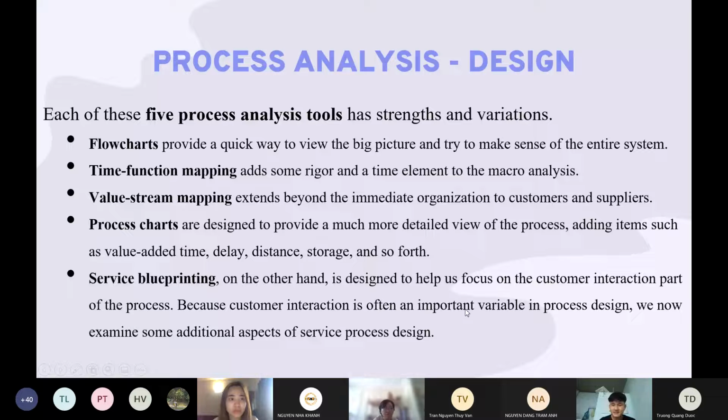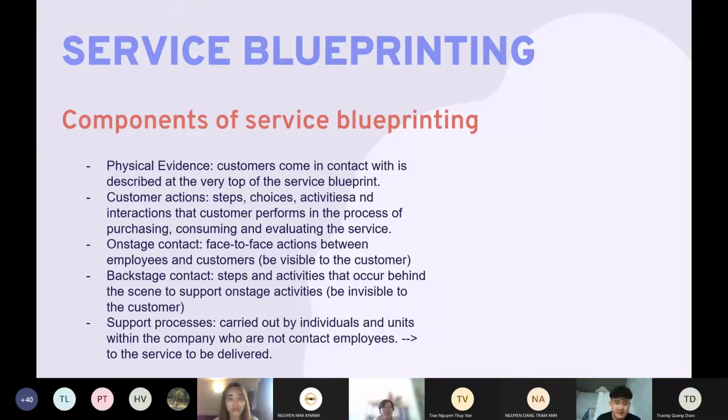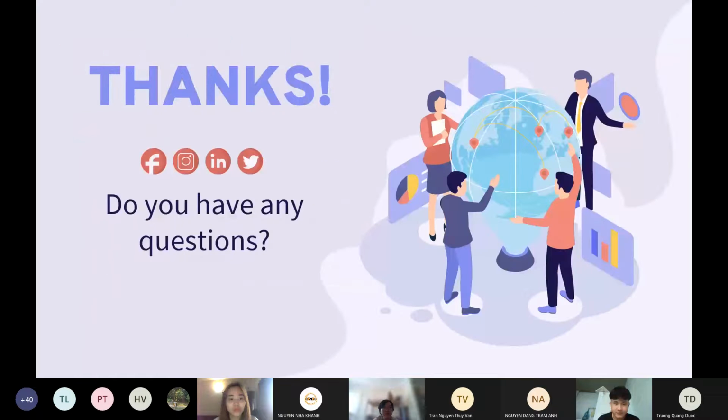And service blueprinting, on the other hand, is designed to help us focus on the customer interaction part of the process. Because customer interaction is often an important variable in process design, we know that we are examining some additional aspects of service process design. And this is my presentation. Thank you for listening.